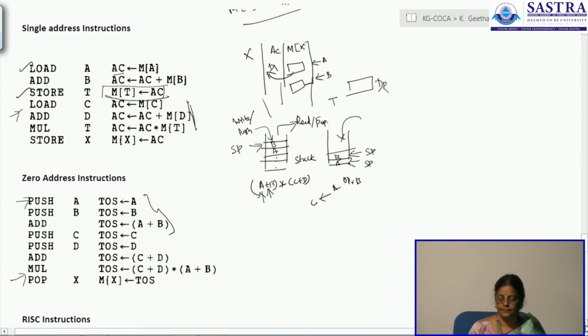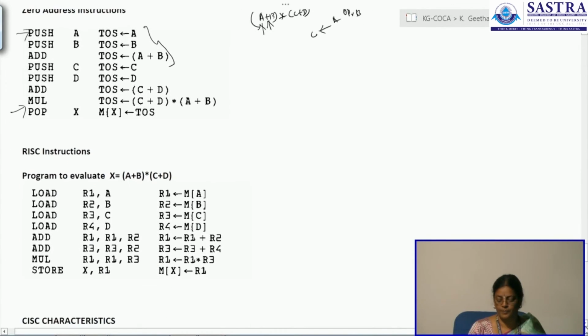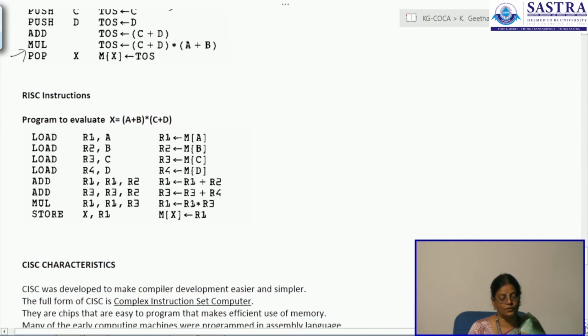Now RISC instruction. What do we mean by RISC? We have two important terminologies in the computer architecture course: one is called RISC, another is called CISC. Of course, this will be expanded in later slides, but for understanding purposes, RISC is nothing but reduced instruction set computing.